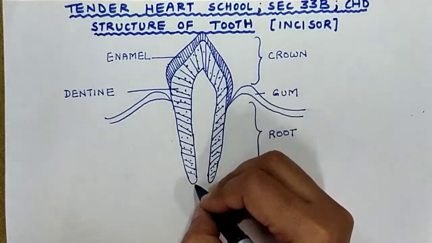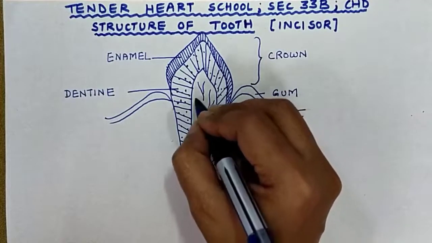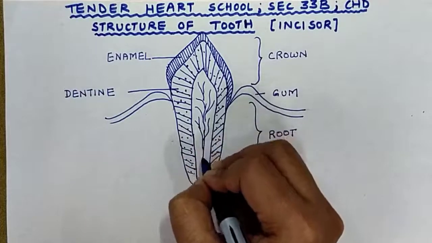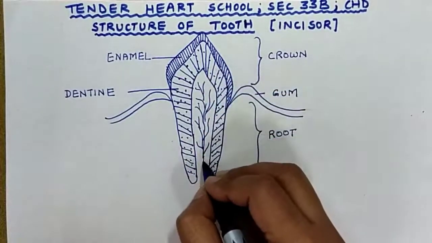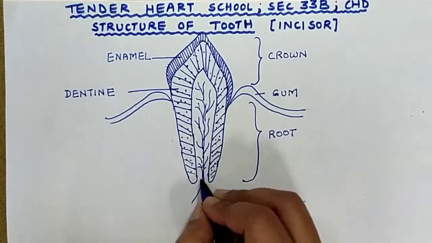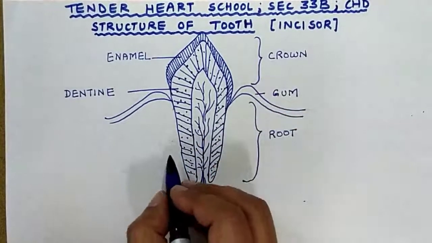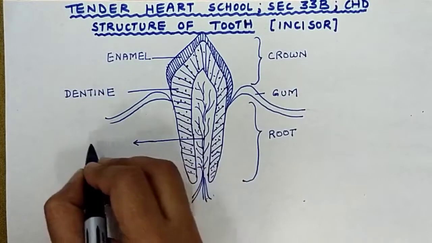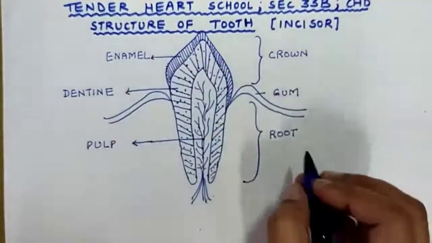Now in this pulp cavity is present the pulp. Pulp is basically formed of various nerve fibers, blood vessels. It is the soft connective tissue which is present in the central region of the tooth. So this whole thing is a pulp cavity which is containing this pulp, right? So this is our pulp region, central pulp. Right?